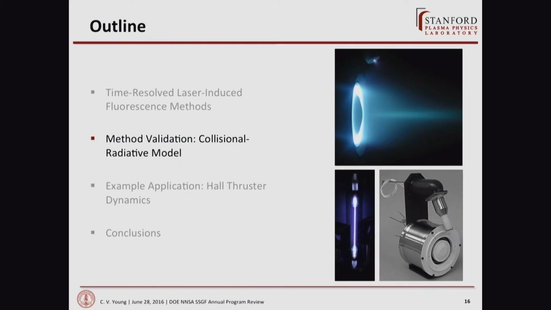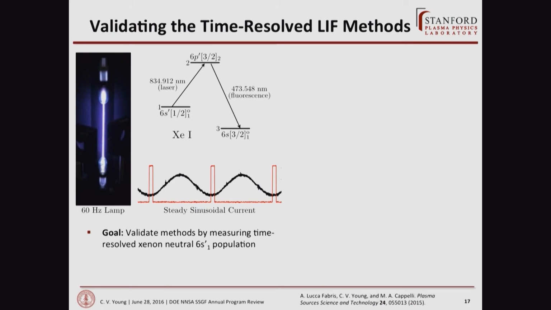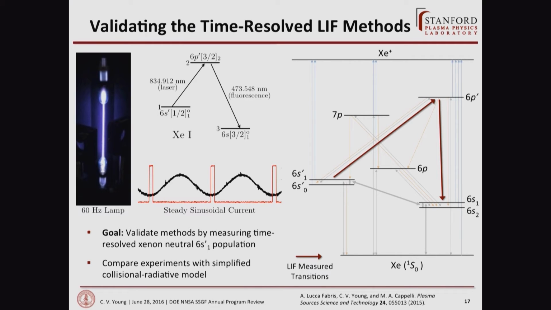It's pretty funny. So how do we know that what we're measuring actually makes sense? We did a validation study on just a nice, simple 60 hertz spectral lamp. You might have these in your lab for some sort of calibration. We're looking at a metastable excited state of neutral xenon, and it has a nice, easy 60 hertz slow current oscillation.